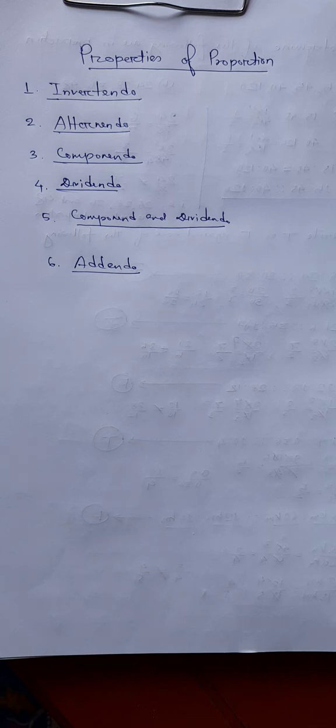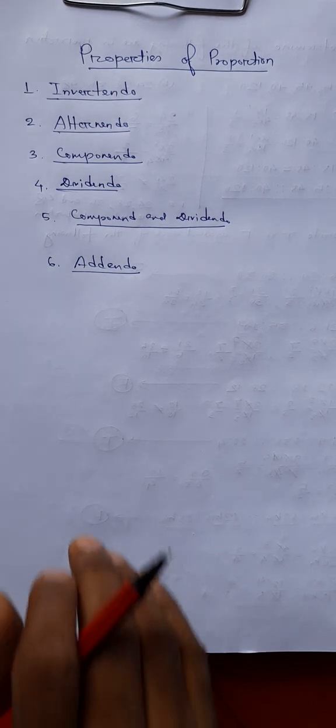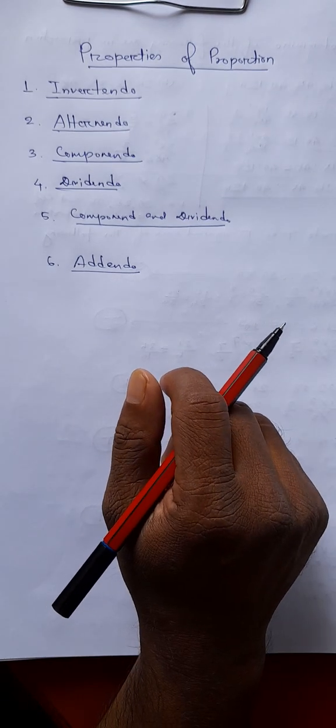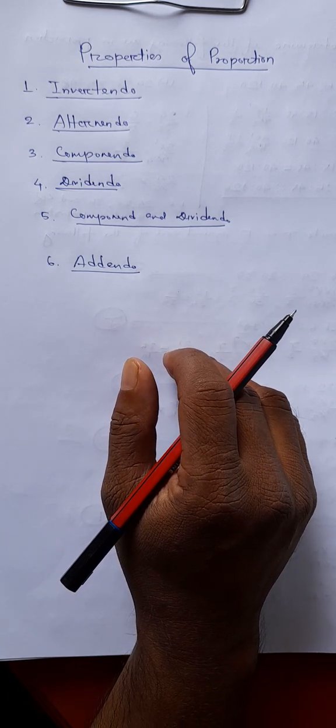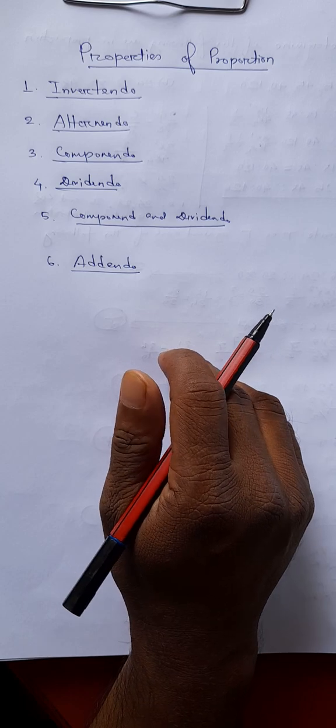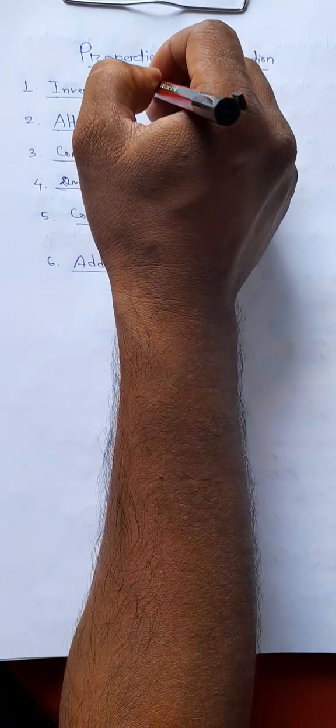Welcome to viewers again. Here we will discuss some properties of proportion. These properties will be widely used in geometry. Later on you will find that some of these properties will be very useful in solving geometrical problems. So let's discuss here. The first property is invertendo.